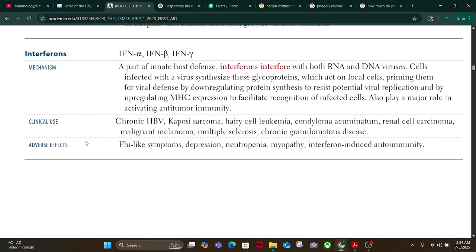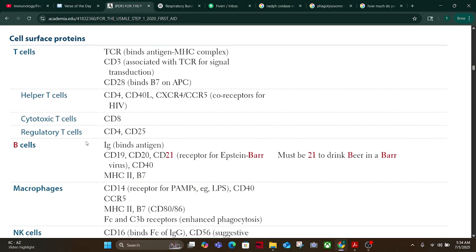Next, we have cell surface proteins. For the T cells, you have T cell receptor, CD3, and CD28 all on top of the T cell. T cell receptor on the T cell binds antigen on MHC class 1 or 2, which is on the APC.